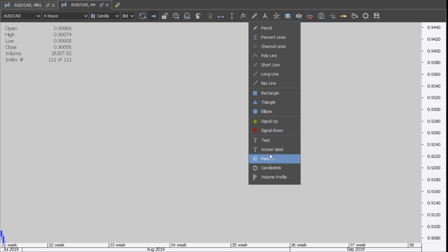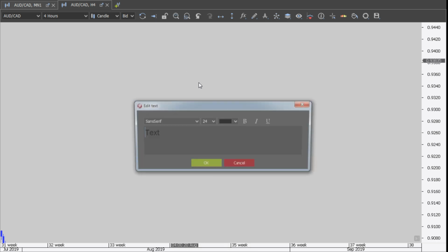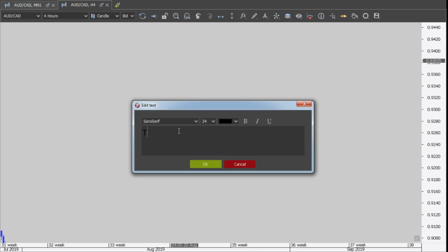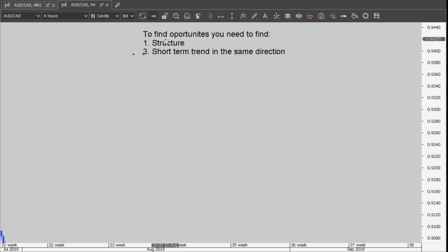So to find opportunities, you need to find two things, everybody. Number one, structure, and number two, short-term trend in the same direction. Just this. Okay, and we're going to check the live market.